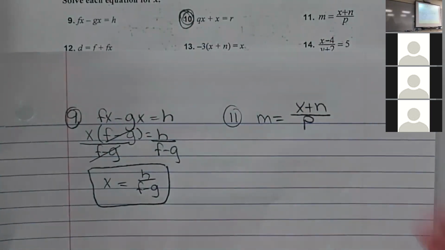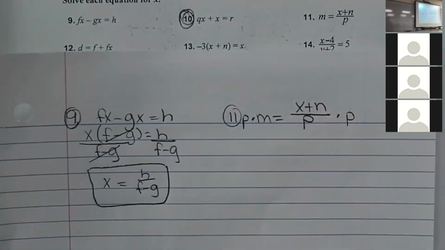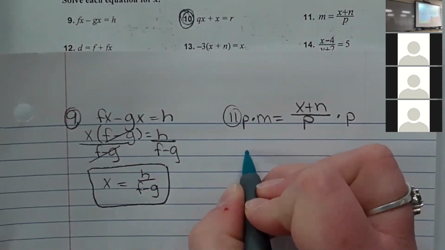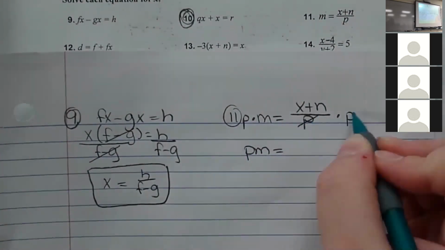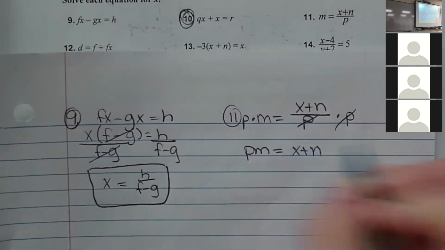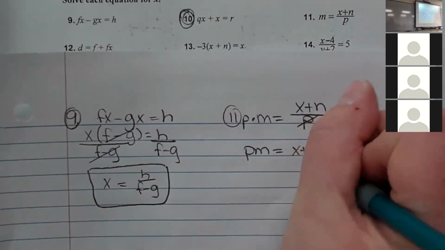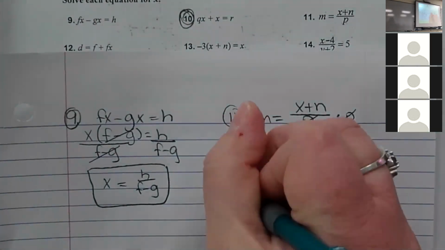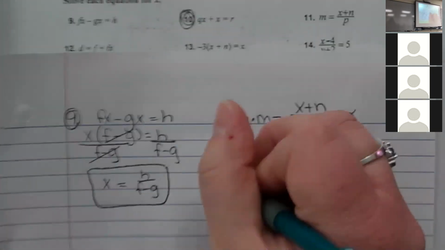Multiply by p. So let's do that first. Times it by p, times it by p. What's p times m? Don't overthink it. PM. Equals, these p's cancel each other out, so I just have x plus n. Now x is still not by itself. What do I need to do? Subtract n. If this was numbers, you guys wouldn't even think a thing of it. Because it's letters, it's making it more confusing. So you have PM minus n equals x. Is x by itself? Yeah, you're good. You're done.